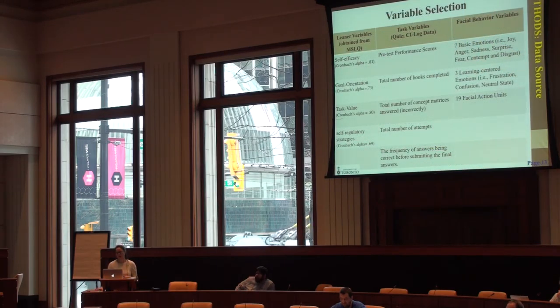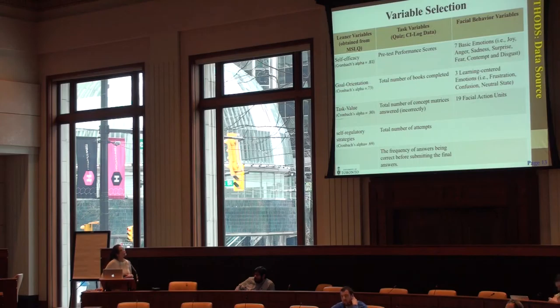Given that we have tons of data, it's very hard to clean the data. And in order to answer the research question in this paper, we selected a number of variables. For the learner variables, we have self-efficacy, goal orientation, and task value, as well as self-regulatory strategies. We also did a reliability test to check the internal consistency of the constructs.